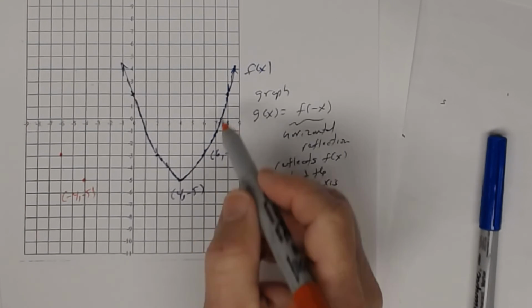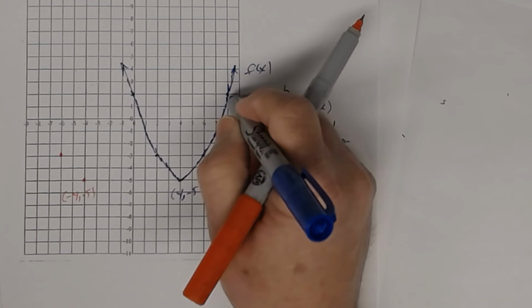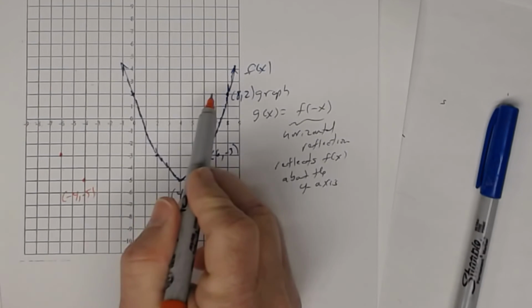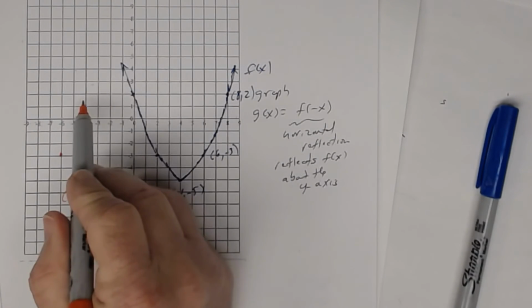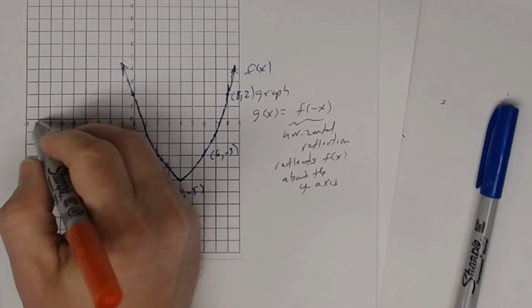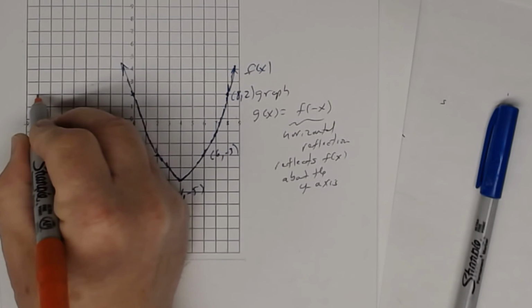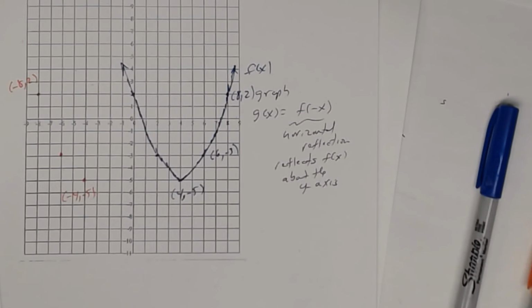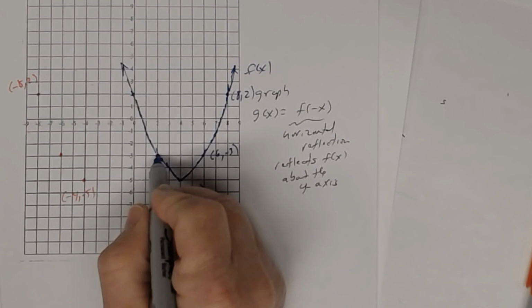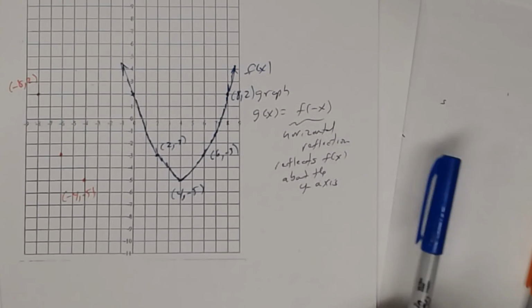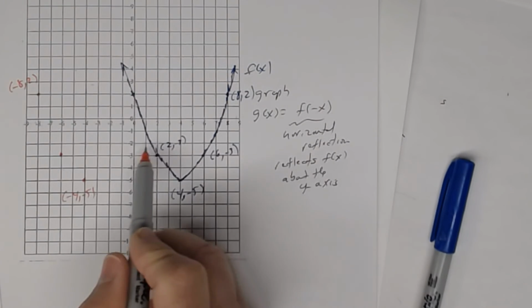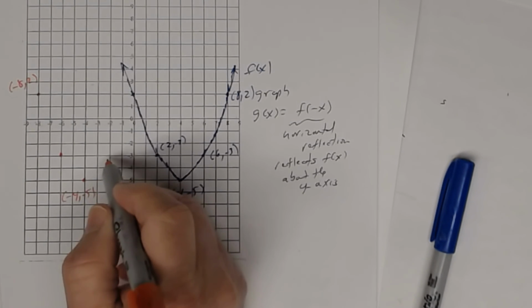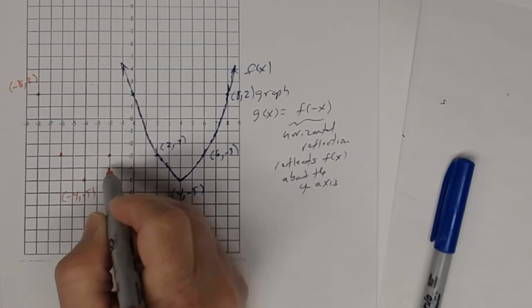And this point here, which is 8, 2. So when I reflect it about the y-axis, it becomes -8, 2. So -8, 2, which is right here. Okay? Now let's get this point right here. So this point right here is 2, -3, right? So when I reflect it about the y-axis, it becomes -2, -3. So right here. Okay? -2, -3.